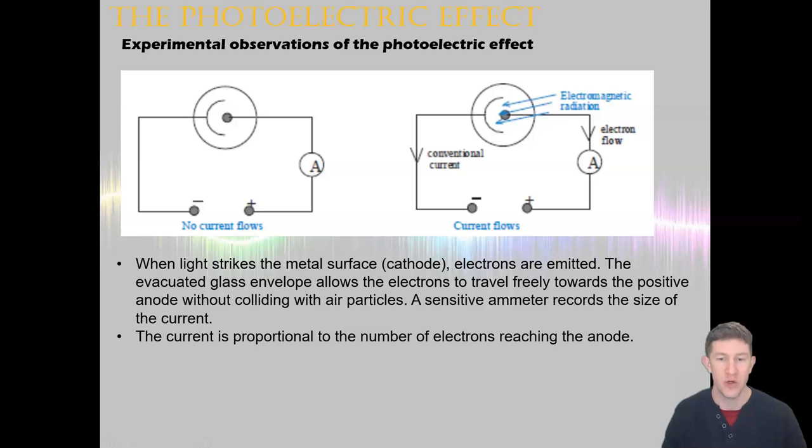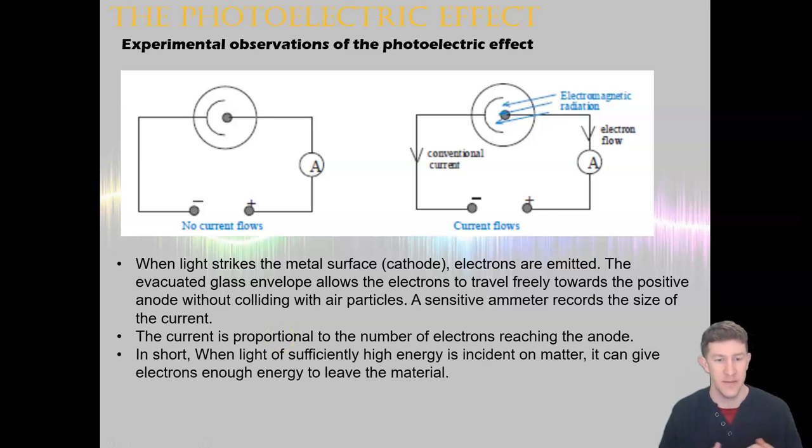This current is proportional to the number of electrons reaching the anode. If the current, which measures the rate of flow basically, increases, then that suggests that you've got more electrons flowing, and therefore they're proportional.